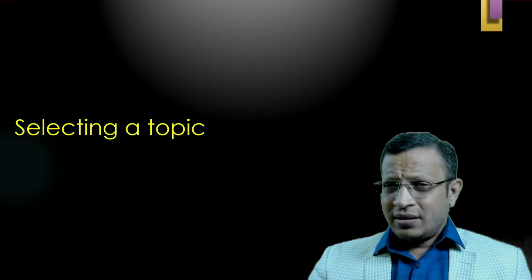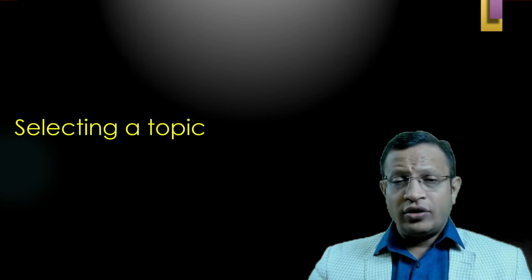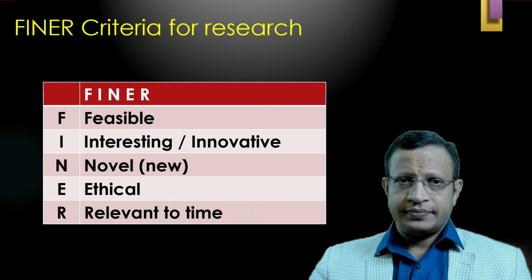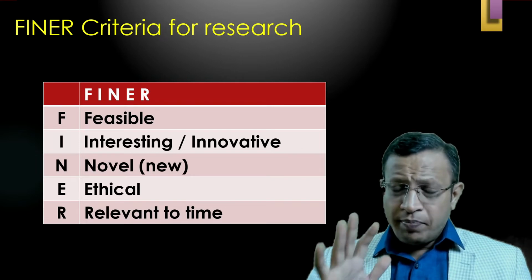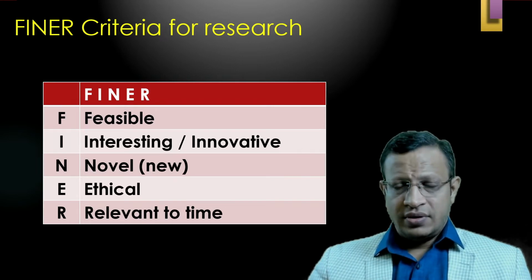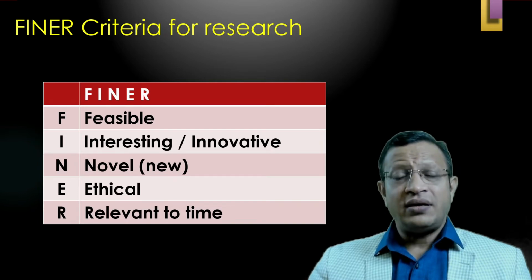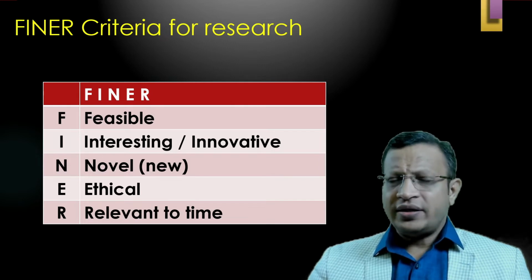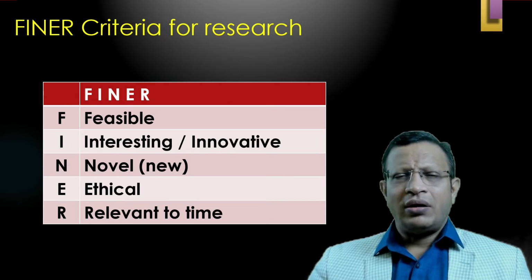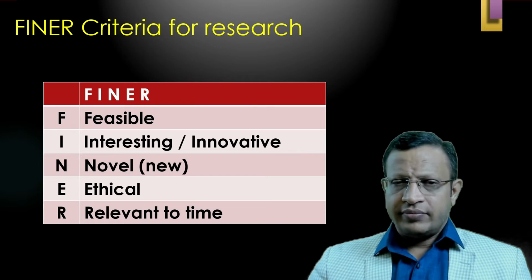So with this understanding of whether the guide can be chosen or not, you need to now move towards selecting a topic. When you select a topic for research, these are the 5 important criteria you should know. Whether the research topic is feasible, whether it is interesting, whether it is innovative or novel, that is new, whether it is ethical, and whether the research you are doing is relevant to the time. Let's look into each one of them.